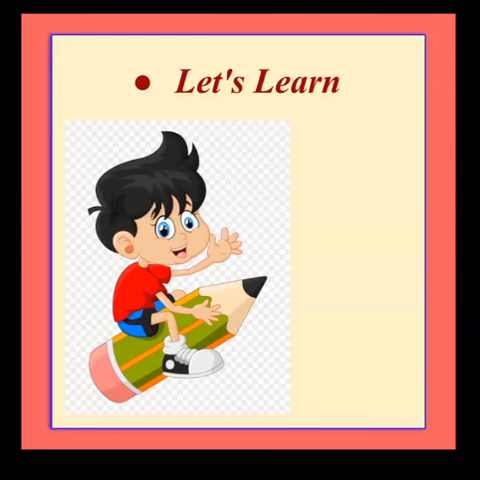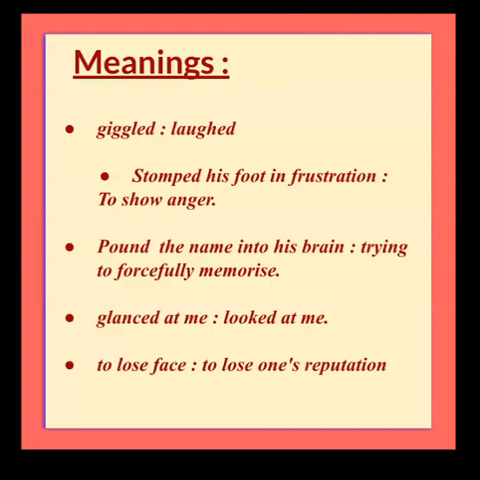So children, we have concluded this chapter, A New Name. Very beautiful chapter. It talks about a kid's innocence. Let's learn a few meanings. Giggled means laughed. Stomped his foot in frustration means to show anger. Pound the name into his brain means trying to forcefully memorize. Glanced at me means looked at me. To lose face is to lose one's reputation.